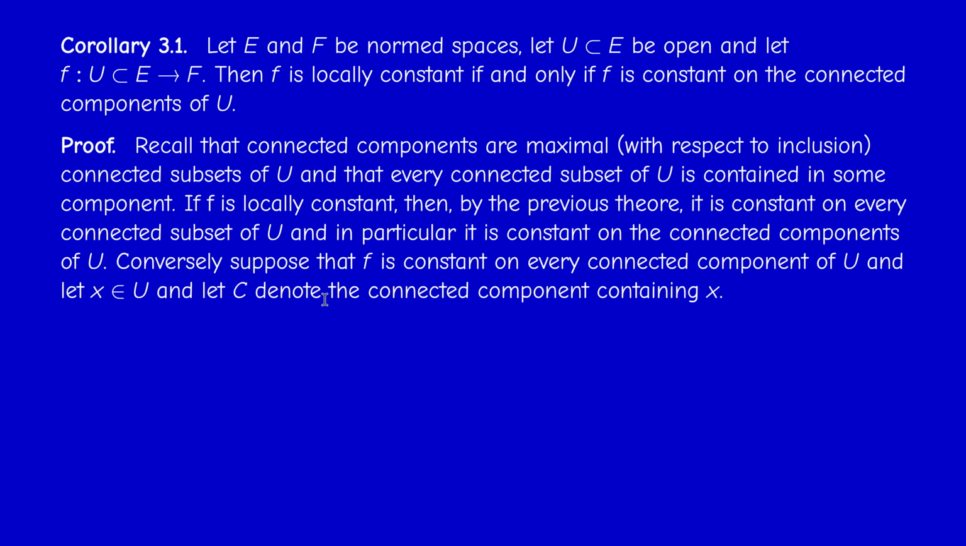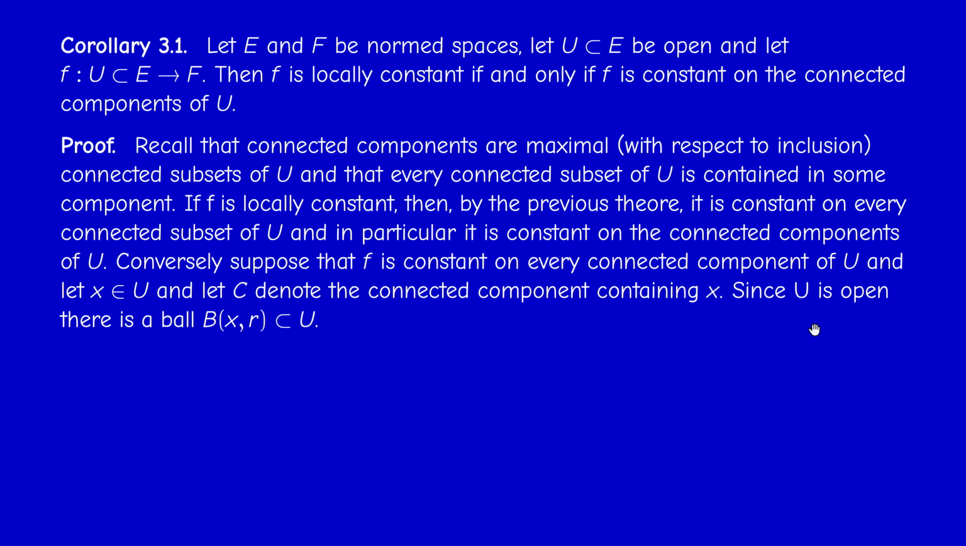So pick an element x in U, and denote by C the connected component containing x, which by definition is the biggest connected set containing x. The biggest connected subset of U, of course, because we are working in U. It's the union of all connected subsets containing x. This is the component.